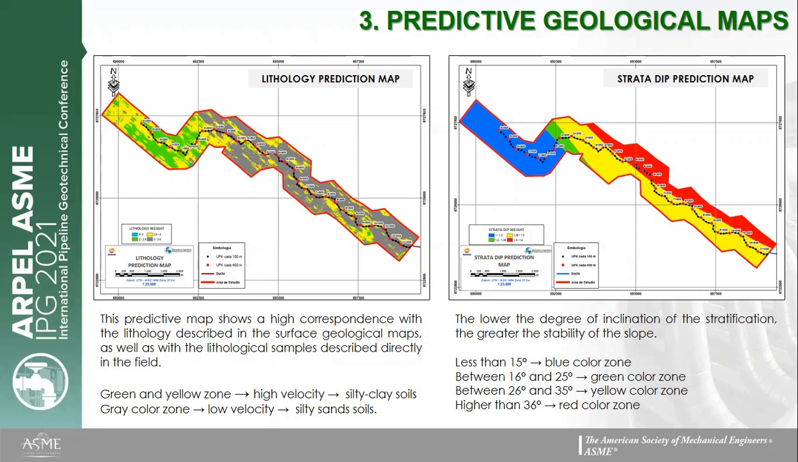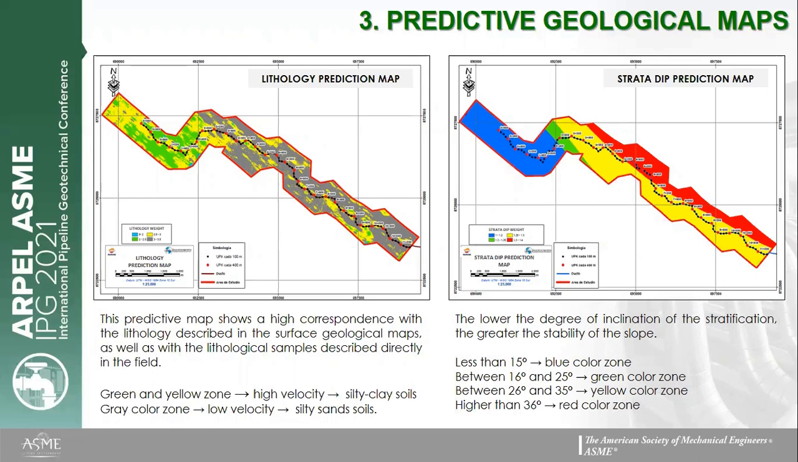This predictive map, for example, shows a high corresponds with the lithology described in the surface geological maps, as well as with the lithological samples described directly in the field. The second map is the strata depth prediction map.